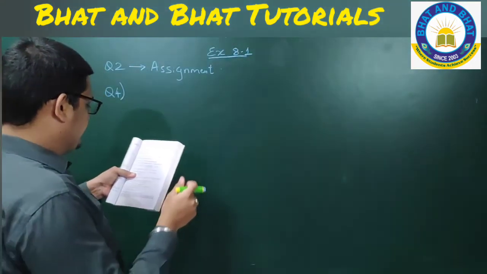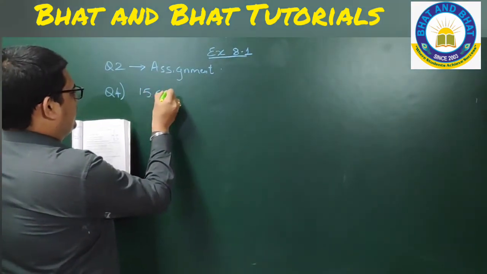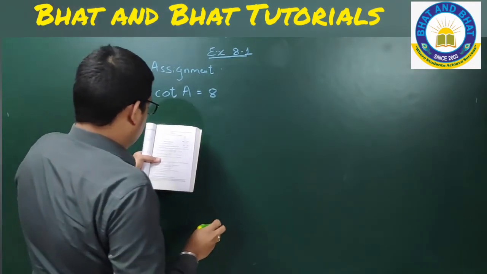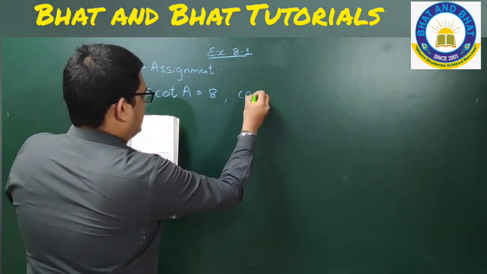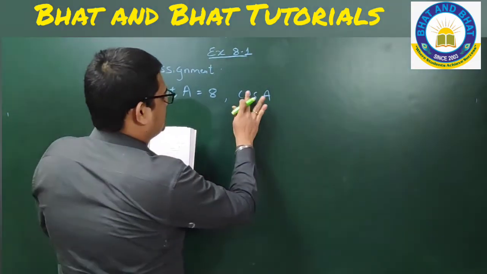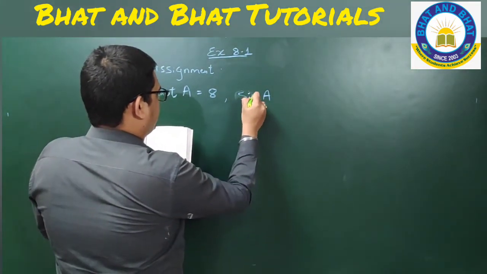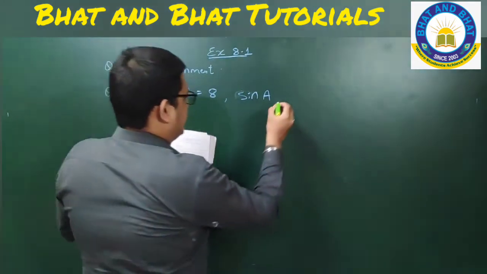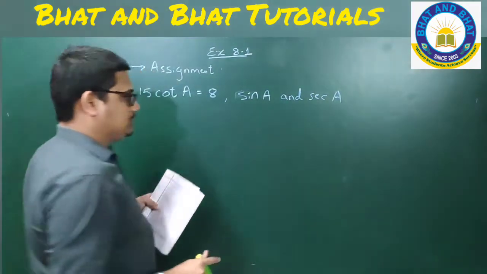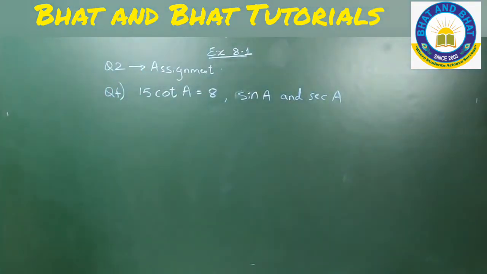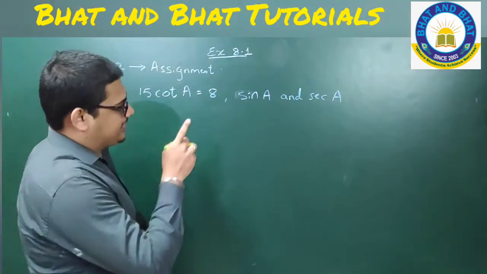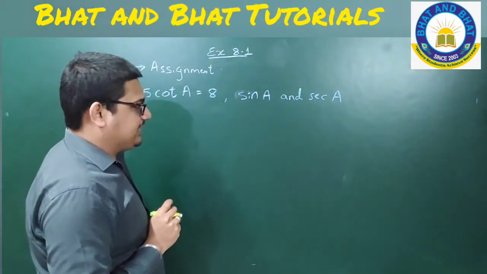Question 4 says, given 15 cot A is equal to 8, calculate cos A, calculate sin A and secant A. So this is the given question. They have given us 15 cot A is equal to 8, and have asked us to find out what is sin A and secant A.